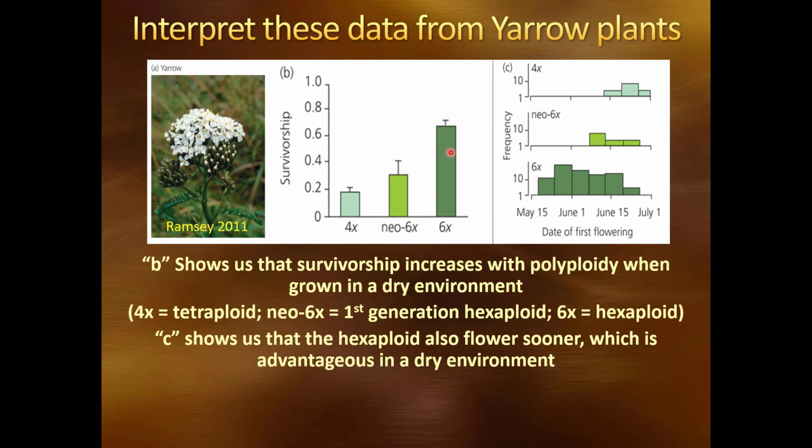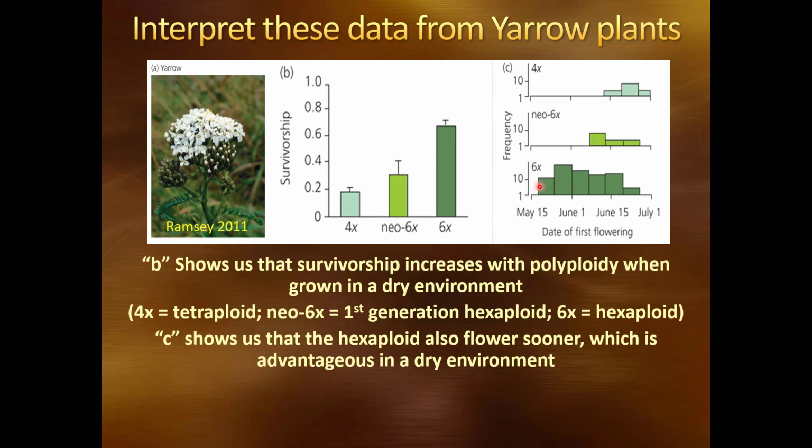Remember what natural selection is. Natural selection is differences in the ability to survive and reproduce. So it looks like this hexaploid definitely has a selective advantage because of its survivorship. What they're doing in part C over here is also bringing in the second piece of natural selection, which is differences in their ability to reproduce.